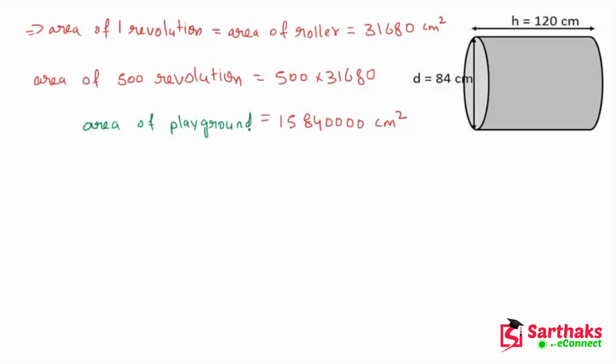Now we have to convert it into meter square. For converting this, 1584,000 centimeter square, since we have 2 centimeter, we have to divide by 100 two times. So this 100 and this 100 will be cancelled, and we get 1584 meter square. I hope, my dear friend, you understand these things. So this is the area of playground.